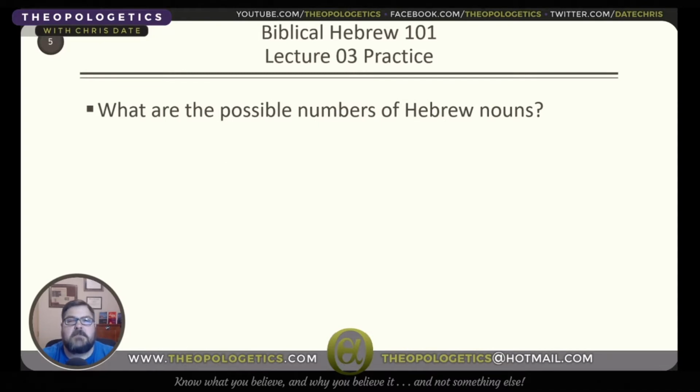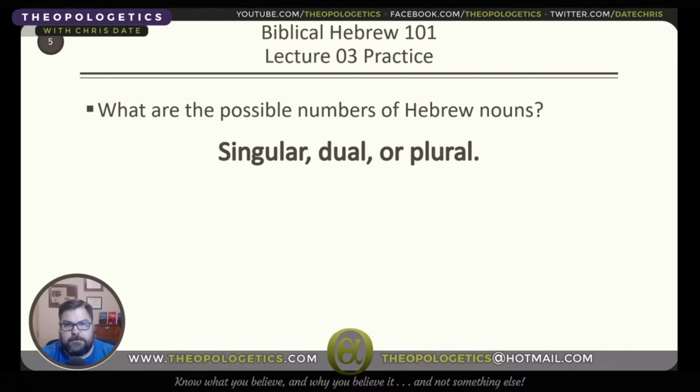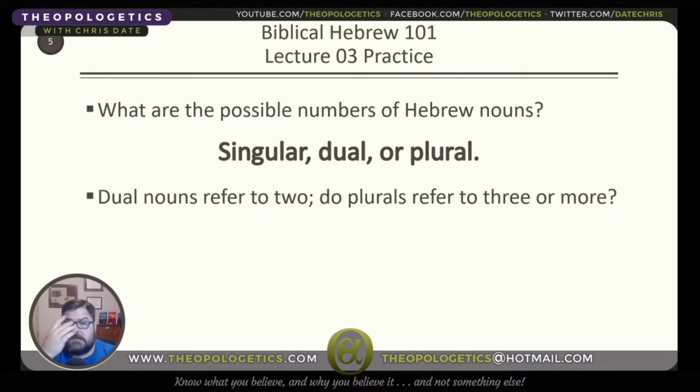What are the possible numbers of Hebrew nouns? And by this I don't mean what numbers are there in Hebrew, like 1, 2, 3, 4, 5, 6, 7, 8, 9, 10, but rather if asked what number a Hebrew noun is, what are the possible values you might answer with? And the answers are singular, dual, or plural. Now, dual is fairly obvious. It means that it refers to 2. That's kind of what dual means.